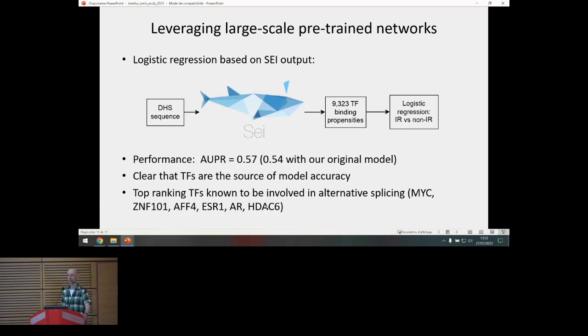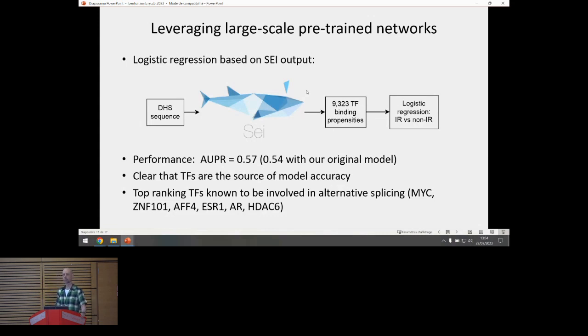So, in conclusion, we got better accuracy using this logistic regression approach than our initial model. And actually, if we use the internal representation that it uses rather than the output, then we're able to get even better performance, but we lose a little bit of the interpretability.